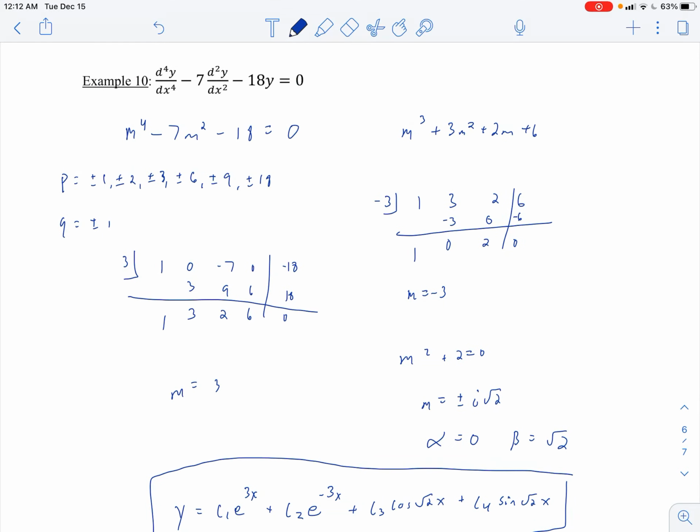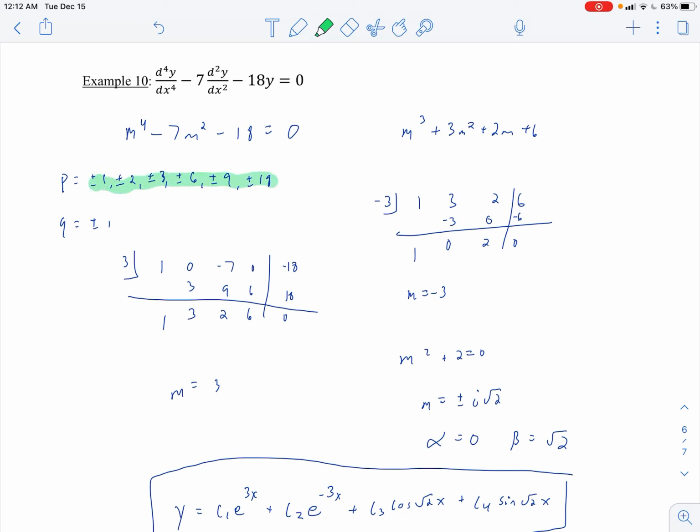Alright, let's go ahead and solve this last one, example 10. We have a fourth degree linear differential equation. And what we're going to do is, again, write it in the auxiliary form. So the auxiliary form for this is just going to be m to the fourth minus 7m squared minus 18 equals 0. So I want to see, okay, negative 18, let's find possible zeros for that.